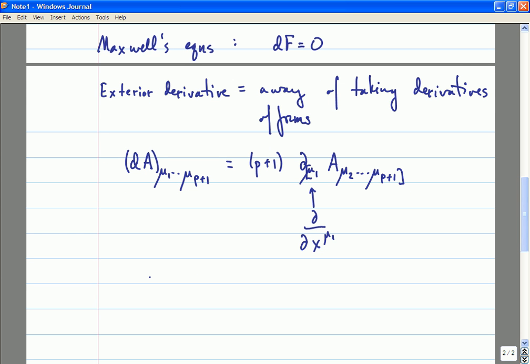So let me write this out a little more explicitly. For example, if f is a scalar, then df is the one form whose components are, so it's a one form, so it has one component, and that component is the derivative of f with respect to x mu. And indeed, that's a one form. We checked very explicitly about a week ago that that transforms in the right way under coordinate transformations.